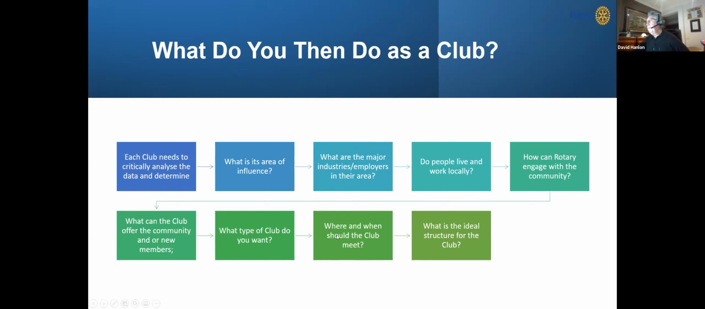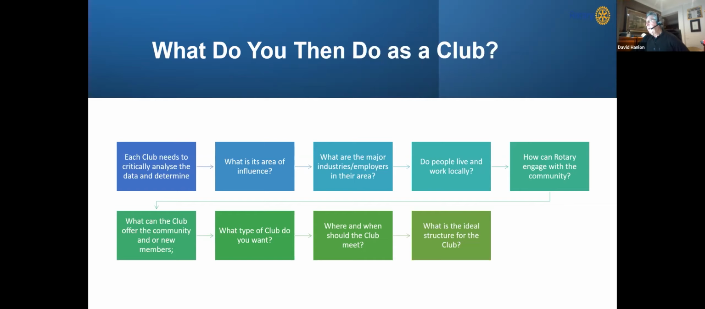We asked that question about where they live and work, and this is particularly important when it comes down to determining when your club meets. It's no good having a 6 for 6:30, for instance, meeting time if most of your people are working outside the area and are travelling back. They probably won't be able to get back in time for that sort of meeting. If you've got a preponderance of small business in your area, they're probably not interested in evening meetings. They're probably more interested in a breakfast type meeting.